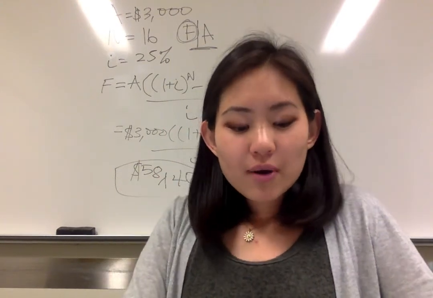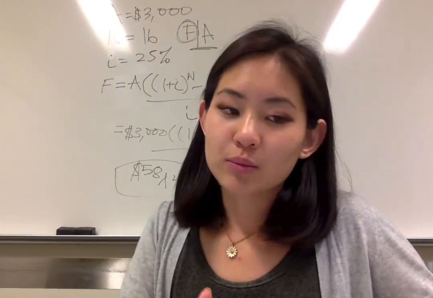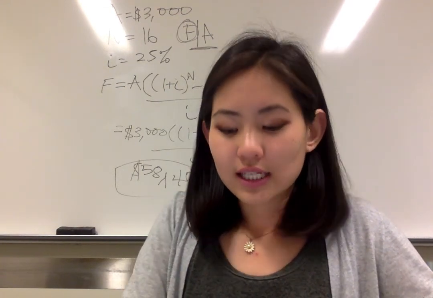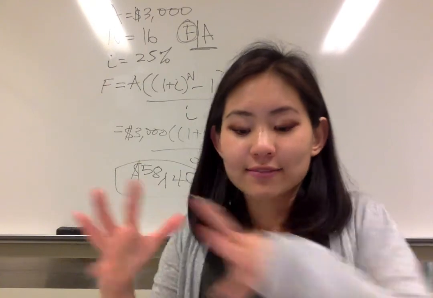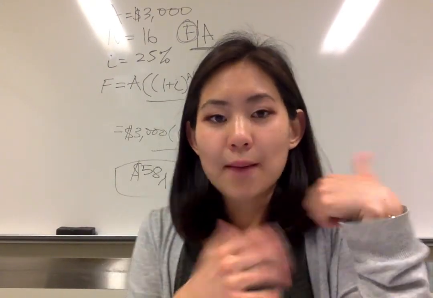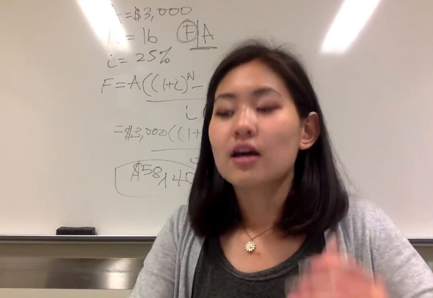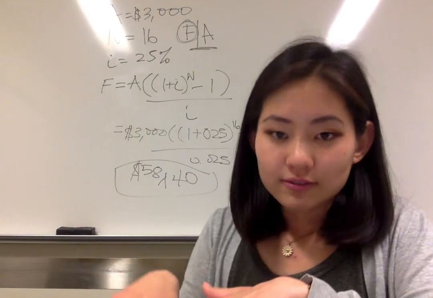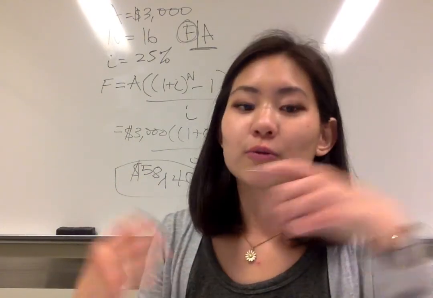The tricky part, I guess, is identifying which variables are which, and just be on the lookout for keywords. For example, the final value or the end of time n, that will be F, and then annually, monthly, that will be A, and initial investment, the start, will be at time 0, which is P.